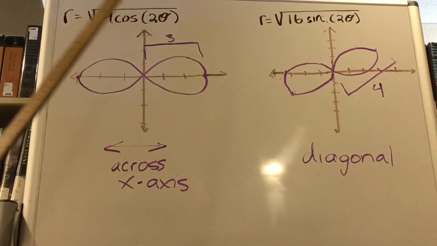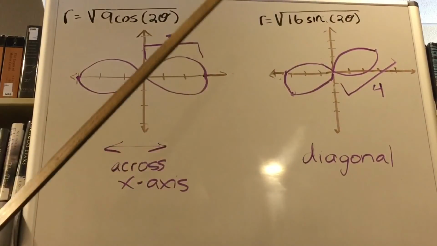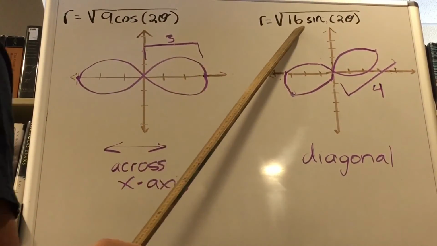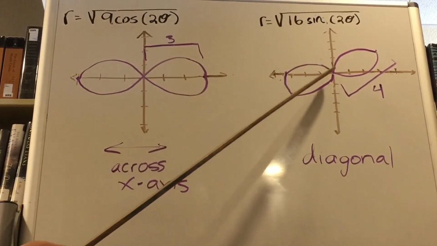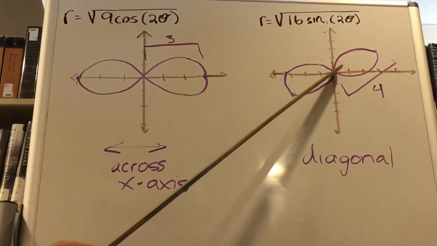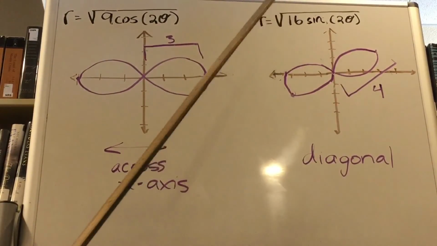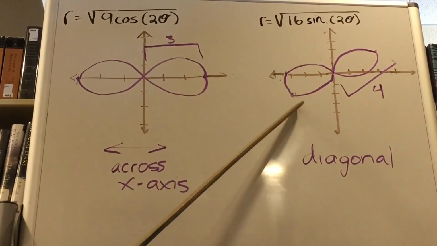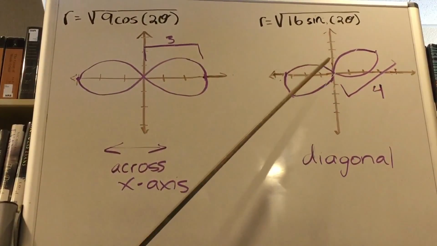In this second curve, we have the square root of 16 sine 2 theta. As we noticed before, the 16 here isn't a, it's a squared, right? So if 16 equals a squared, then a equals 4. We can see that because the length from the origin to the end of the curve is 4. The equation will tell you that. And because sine is the function, the lemniscate is going to go diagonal. So you can see that it goes diagonal this way, and that's how the graph would look.